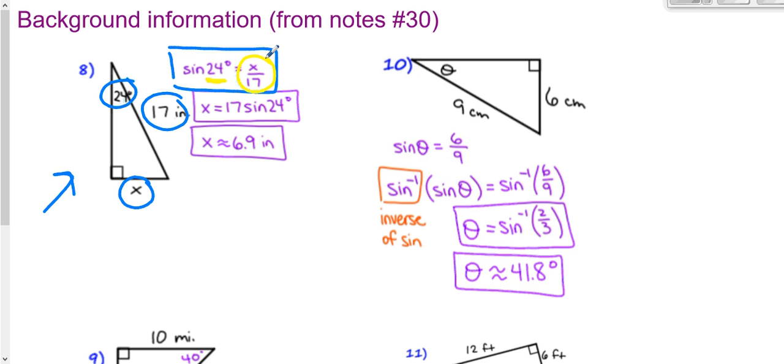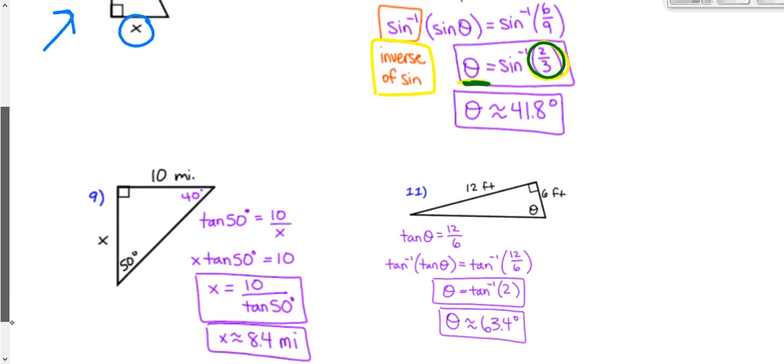Then in number 10, it was the reverse situation because we didn't know the angle and we knew the sides and we wanted to find the angle, and we ended up using inverse sine. So remember, we use inverse sine if we don't know the angle. We input the ratio, we output the angle. Let me say this again. In regular sine, input the angle, output the ratio. In inverse sine, input the ratio, output the angle. Do you see how those have switched there? Because we're talking about inverses.